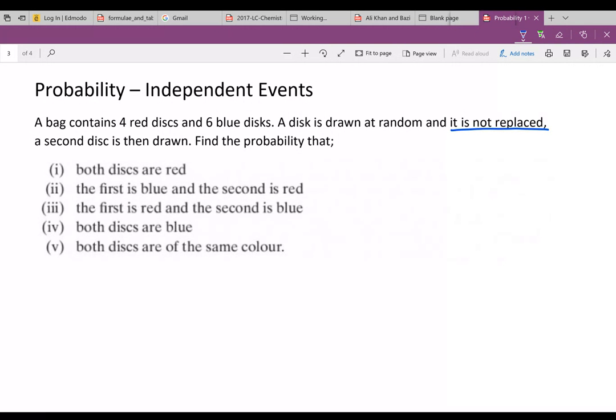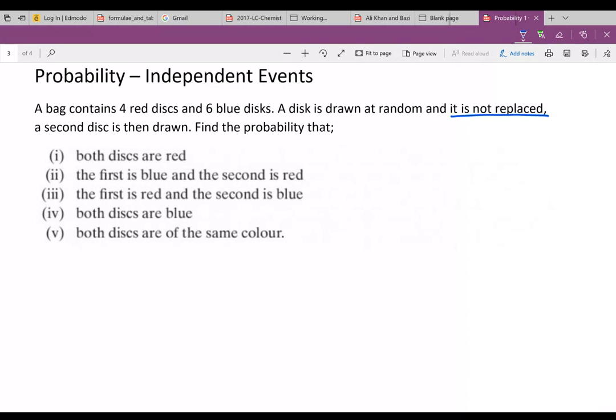In this case, both discs are red. So if both discs are red, you've got 4 out of 10 the first time, and the second time, you've only got 3 red discs left out of 9. So there is 2 out of 15. This is the first probability, your second probability then is 3 over 9, multiply them together.